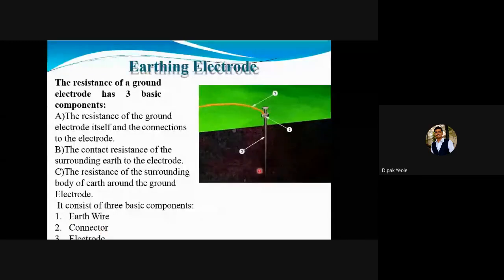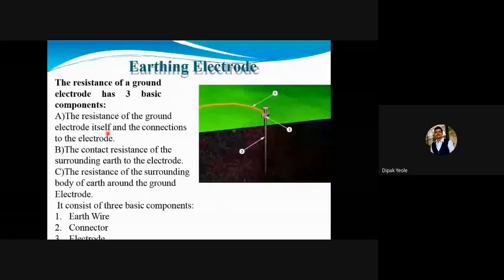So you can see over here, the resistance of a ground electrode has three basic components. What are the three basic components? The resistance of the ground electrode itself and the connections to the electrode, the contact resistance of the surrounding earth to the electrode, and the resistance of the surrounding body of earth around the ground electrode.